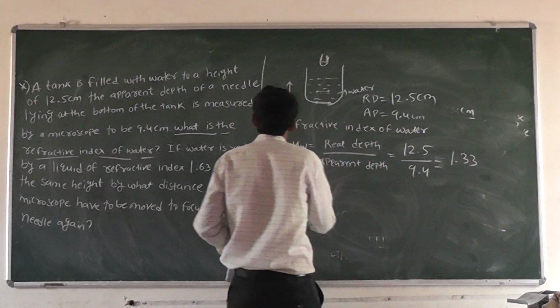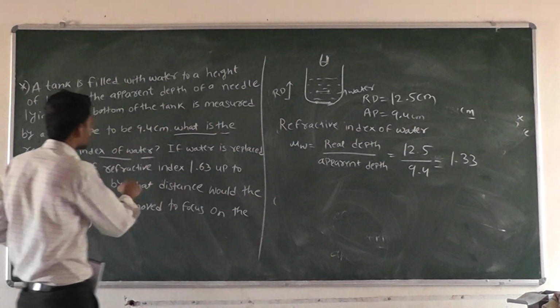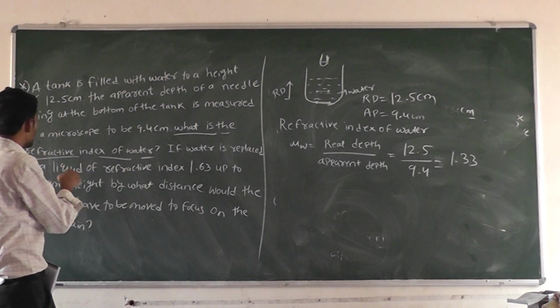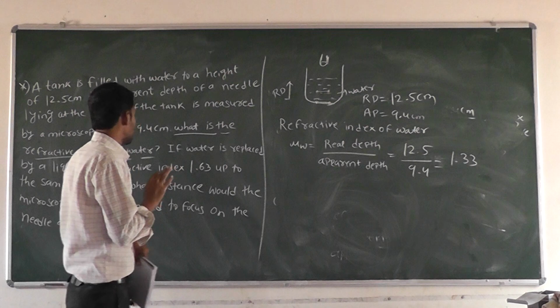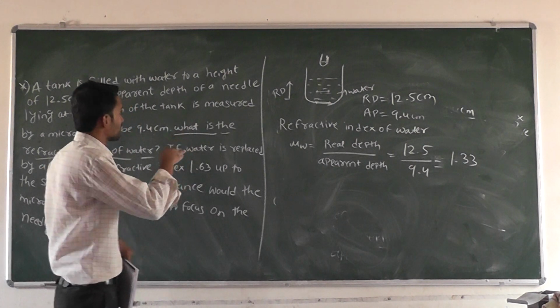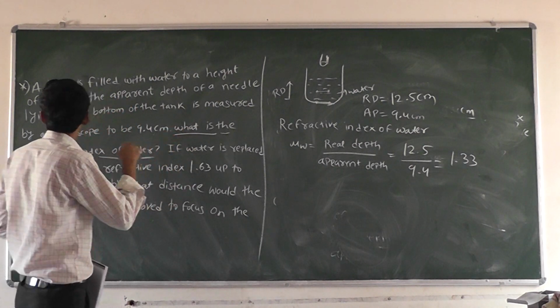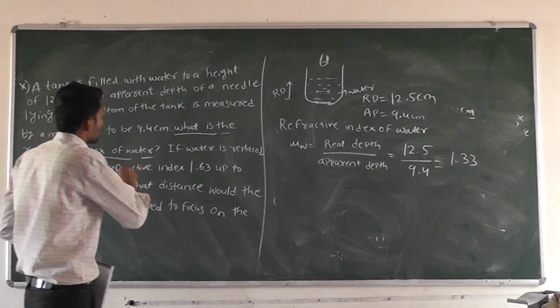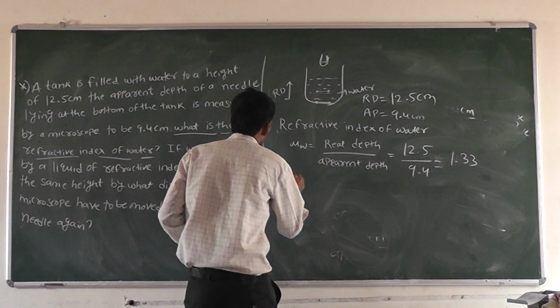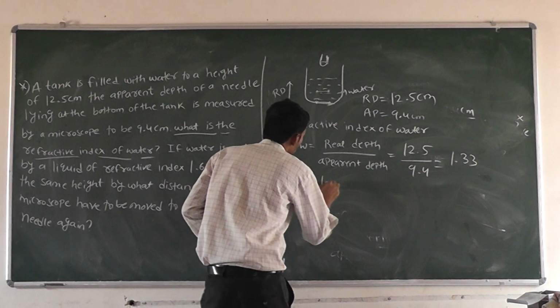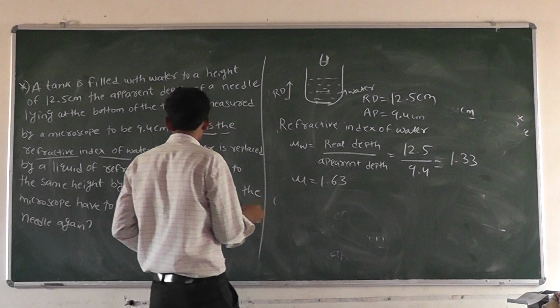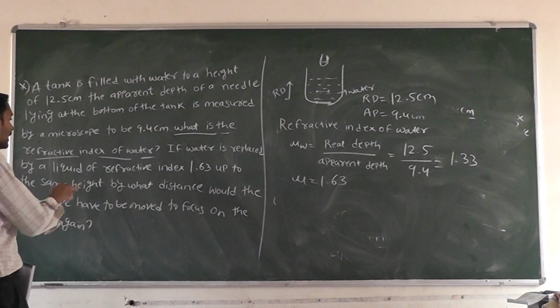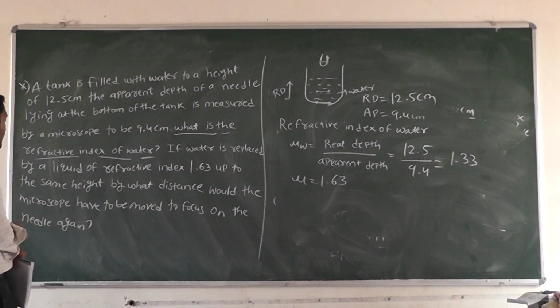In the second case we are replacing the water. What they are asking is, if the water is replaced by a liquid of refractive index 1.63, the liquid height is also the same, 12.5 centimeter. Mu is equal to 1.63. Next we have to find out by what distance the microscope would have to be moved to focus on the needle again.